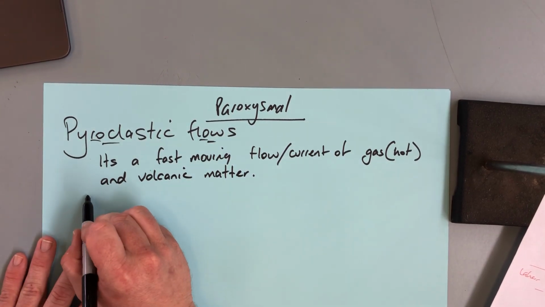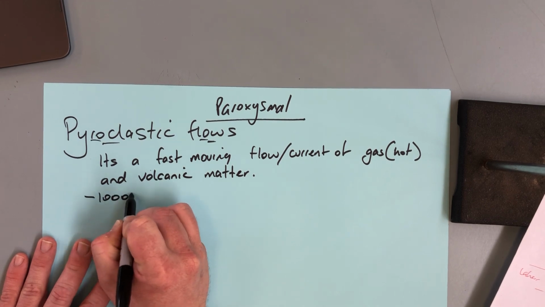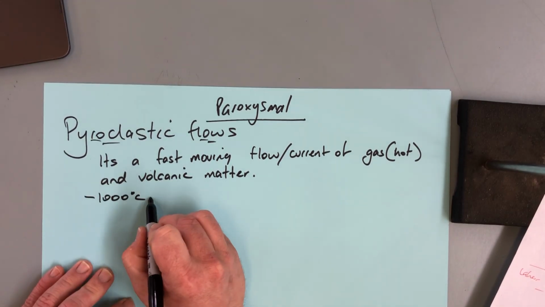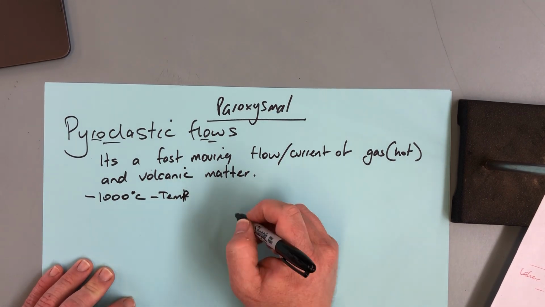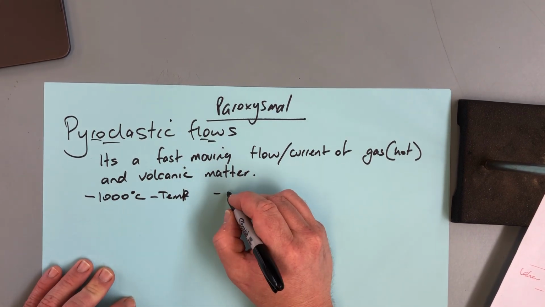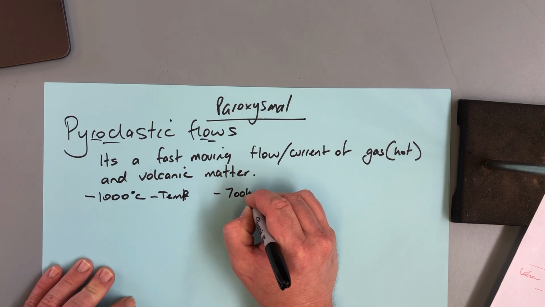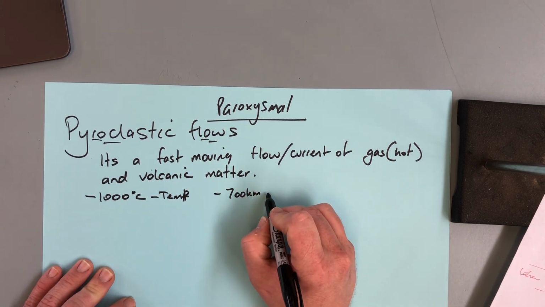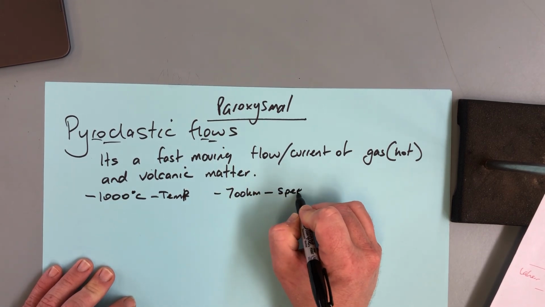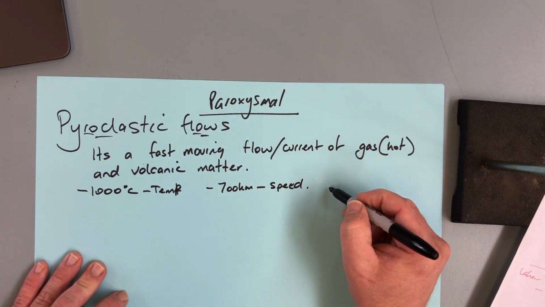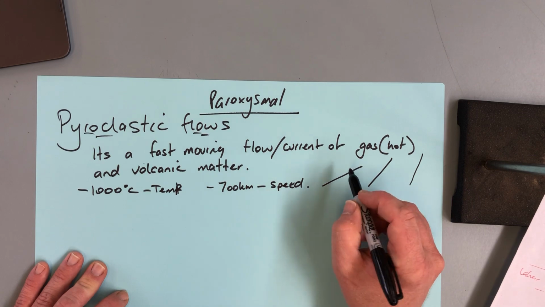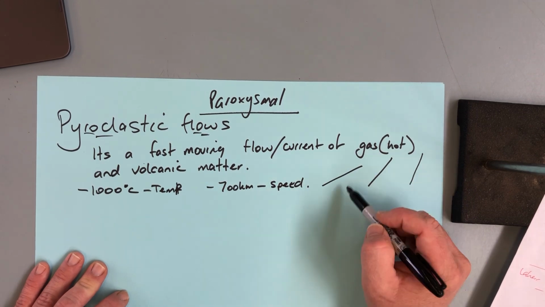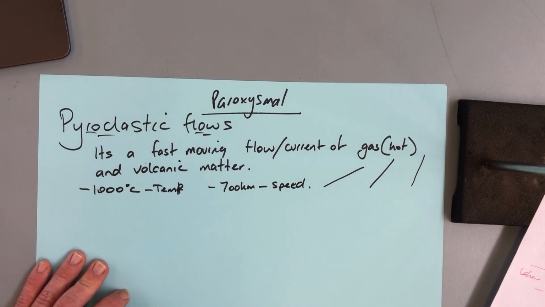They can be up to 1,000 degrees Celsius in terms of temperature. They can travel up to 700 kilometers an hour. That speed depends on the angle that they flow at. The lower the angle, the slower they will flow.